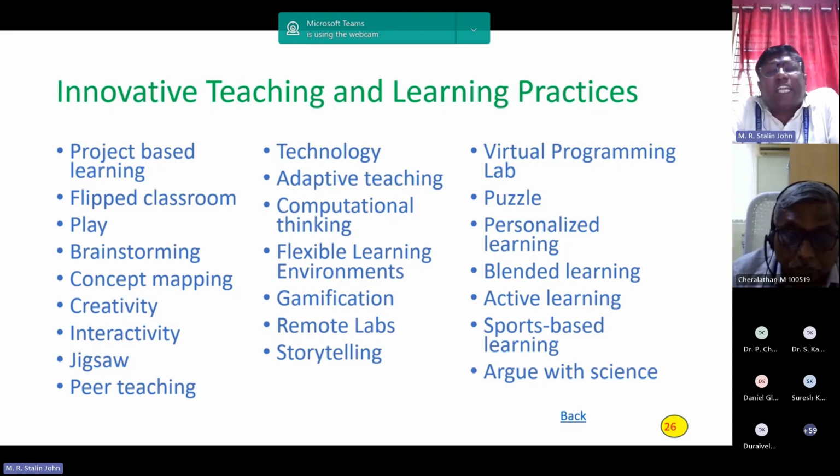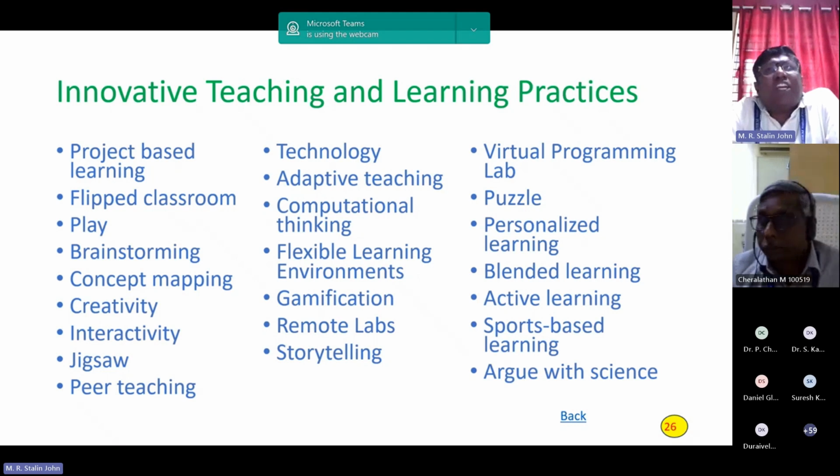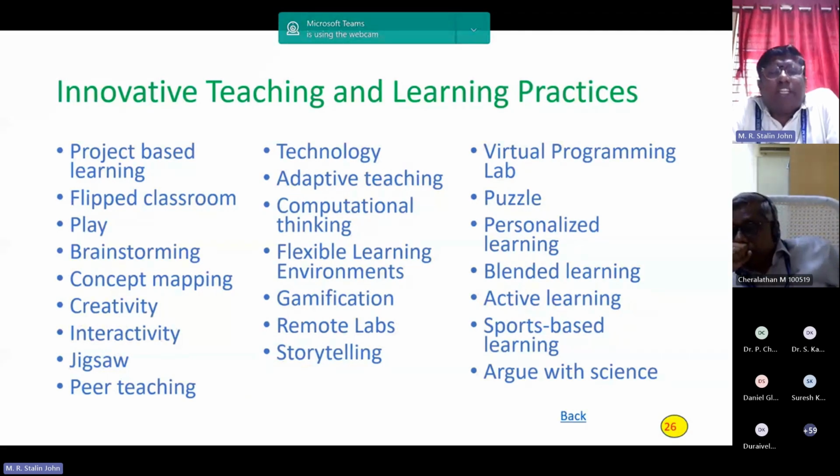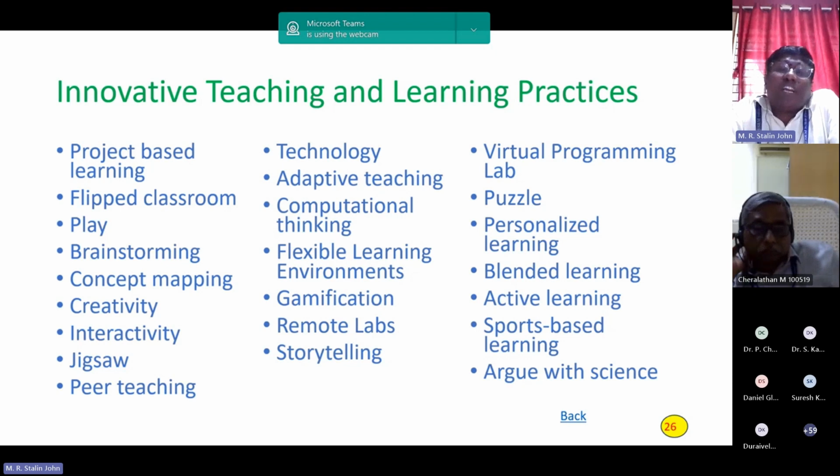So I gave the titles because, while browsing Google and finding the meaning for each one, I found that in most subjects we follow this type of activity, but we are not reporting it in a proper way under the heading of innovative teaching. Okay, so I have given some guidelines, the sample headings for the innovative teaching learning practice.